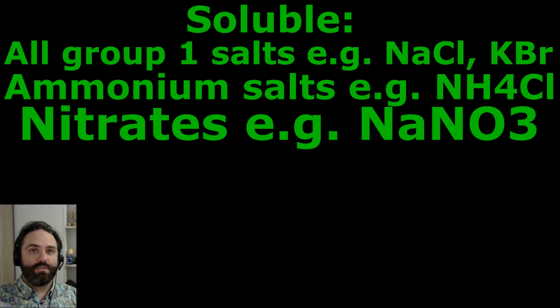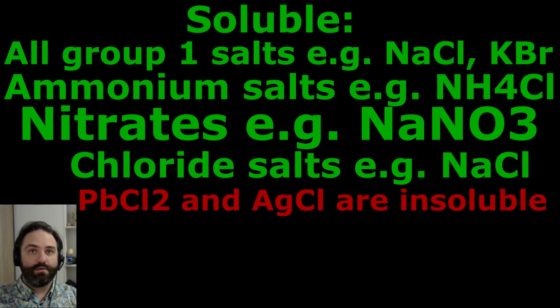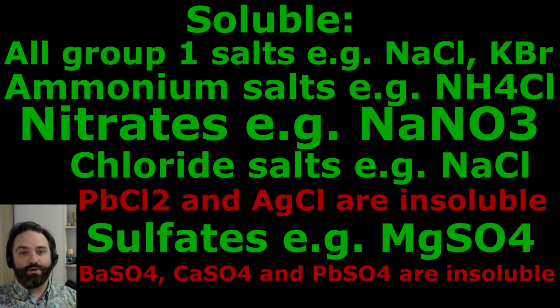If you have a salt that contains a chloride, they are soluble, but there are two exceptions. Lead chloride and silver chloride are not soluble. They are insoluble. So now we're getting our first exceptions. All chlorides are soluble except lead and silver. Sulfates, anything that contains the sulfate ion, is soluble, except this time there are three exceptions: barium, lead, and calcium. You just have to remember this, there's no trick to it.